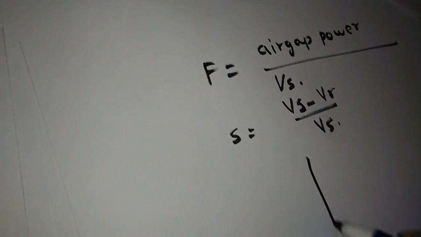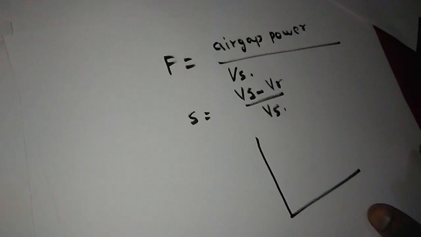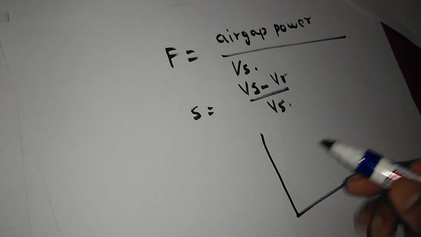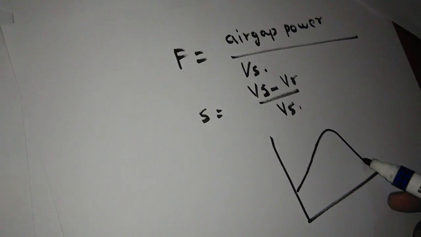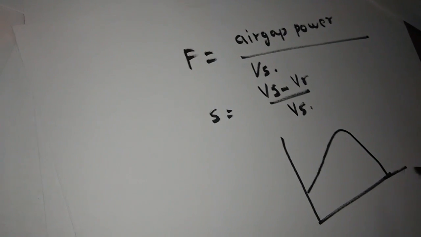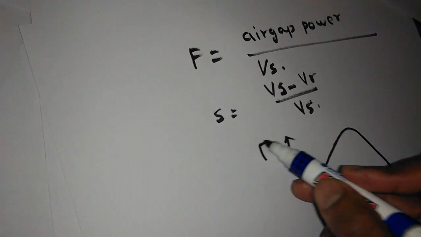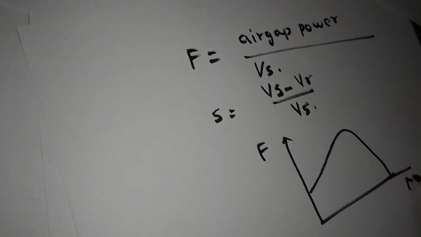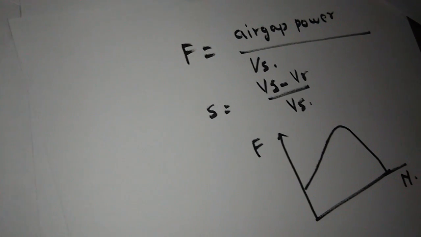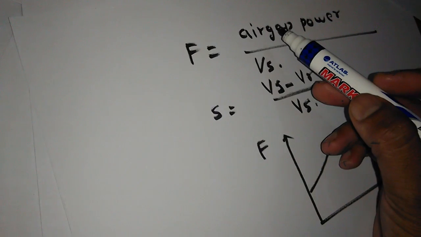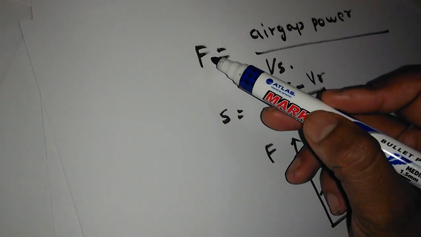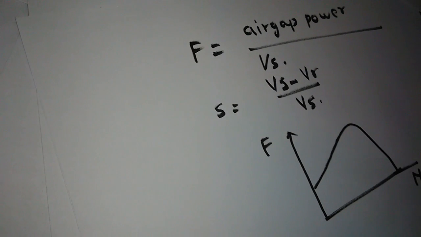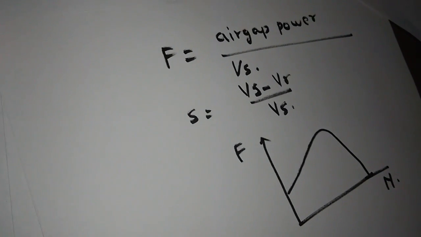This is the force, thrust and speed characteristic of the linear induction motor. This is quite similar to the induction motor. This is thrust and this is speed. Now we'll see that the linear induction motor requires a larger air gap so that more thrust will be developed. So this is all about the linear induction motor. Thank you.